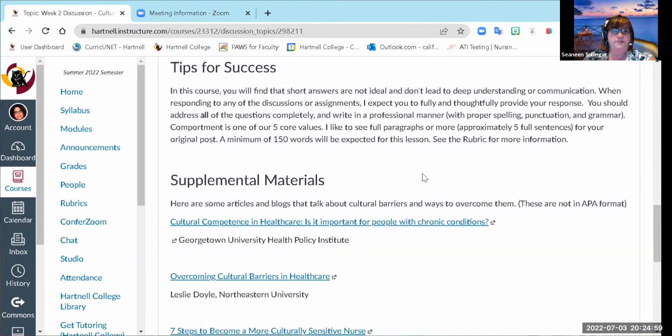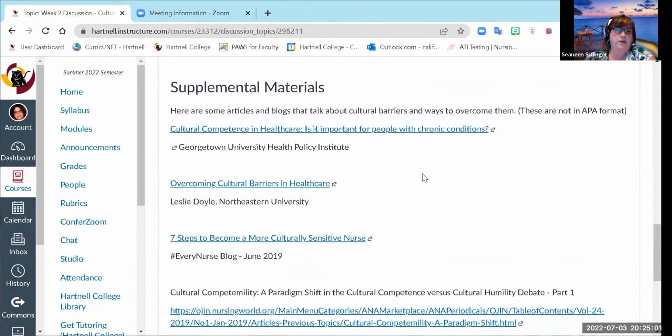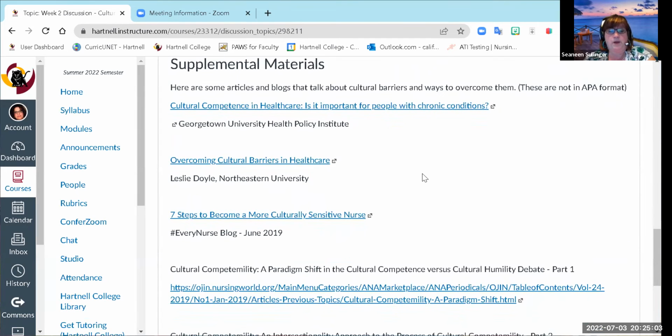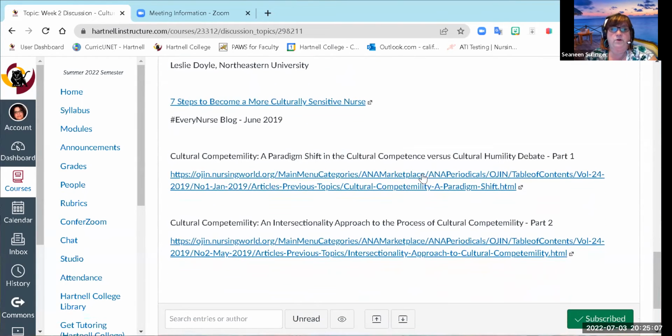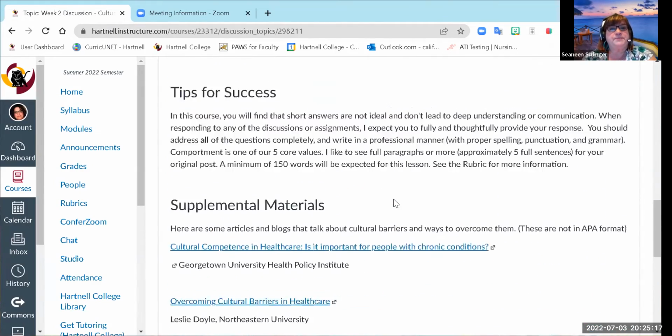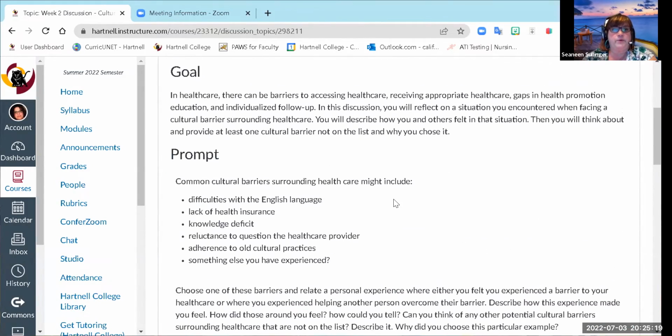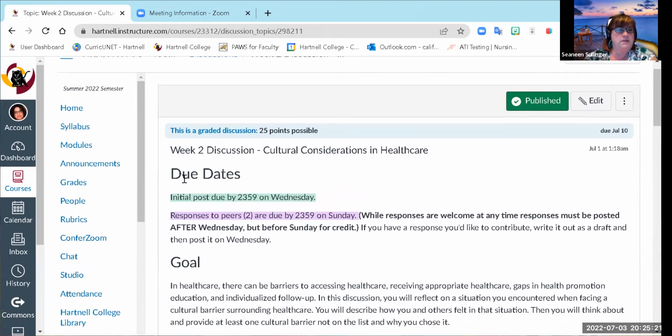There's also some supplemental materials: overcoming cultural barriers, 7 steps to becoming a more culturally sensitive nurse. Also some new articles on a term called cultural compatibility that combines cultural competence with cultural humility. So those are kind of interesting. So that is the topic for your discussion for this week.